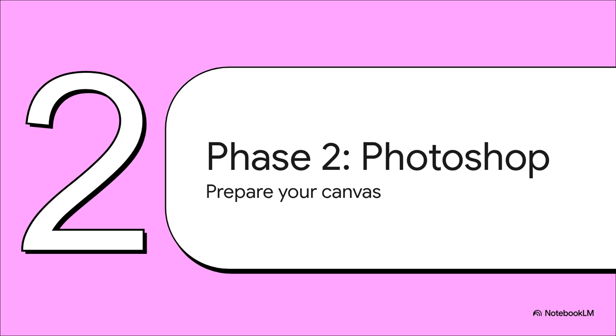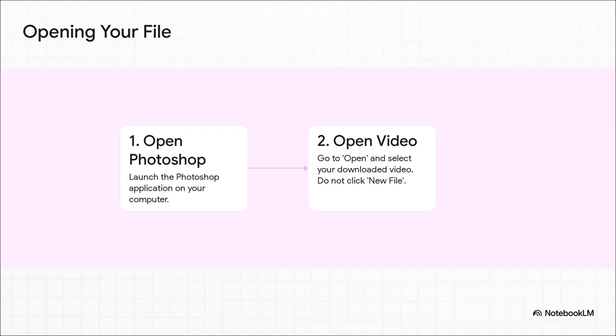All right, you got the video on your computer? Perfect. Now we're ready for the main event, setting up your file in Photoshop. This is where we get our digital canvas ready for some animation magic. First things first, go ahead and fire up Photoshop. Now, once it's open, here's another one of those really critical steps. You're going to go to Open and find the video file you just downloaded. I cannot stress this enough. Do not click New File. We need to work directly with the video itself.